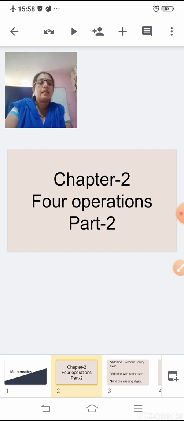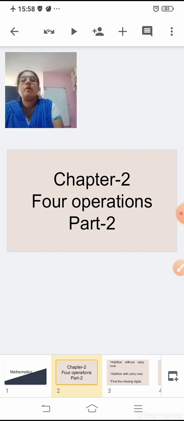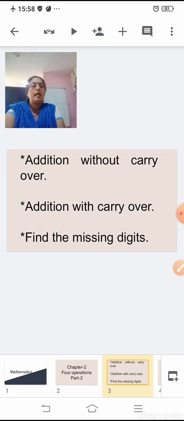In the last class we did some revisions, we revised addition of 6 digit numbers and finding the missing digits. So today let us learn some more addition sums of 8 and 9 digit numbers. Today we will be doing sums on addition without carryover, addition with carryover, and again finding missing digits, based on 8 and 9 digit numbers.